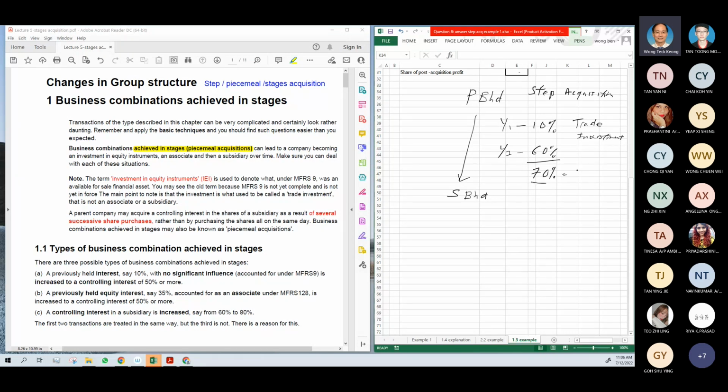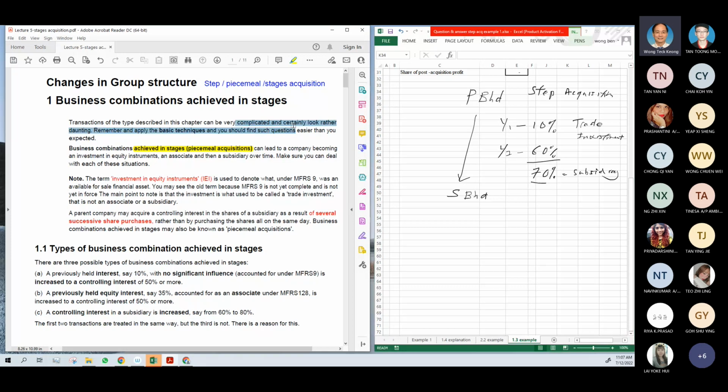Now we become a subsidiary on this date, in year 2. So the accounting treatment is different when you reach a subsidiary. I explained in my note here. So this could be quite complicated, because it's a different scenario, a different step you can come in.